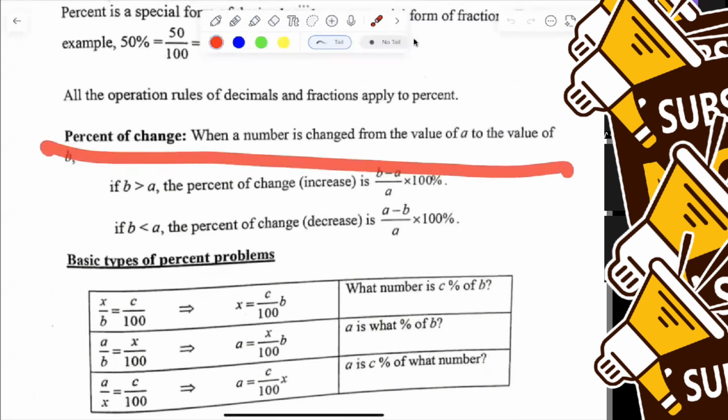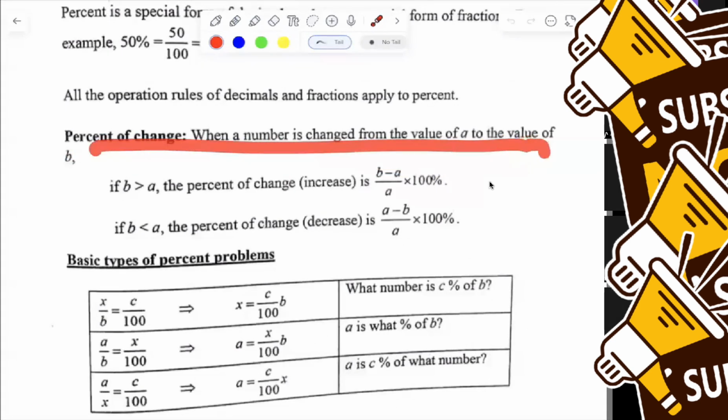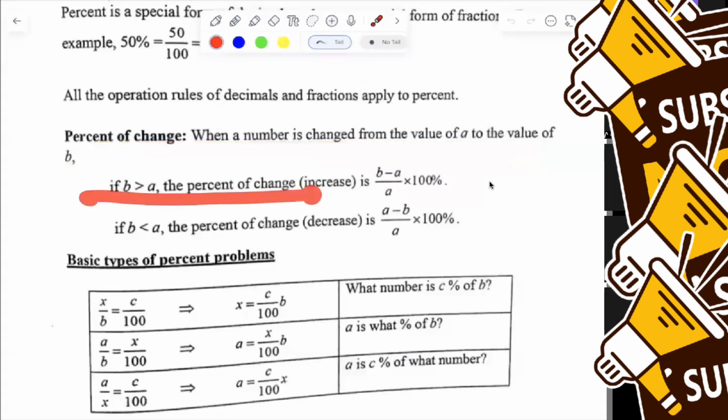Percent of change. When a number is changed from the value of A to the value of B, if B is greater than A, then the percentage of increase is (B minus A) divided by A, times 100%. If B is less than A, it is (A minus B) divided by A, times 100%.